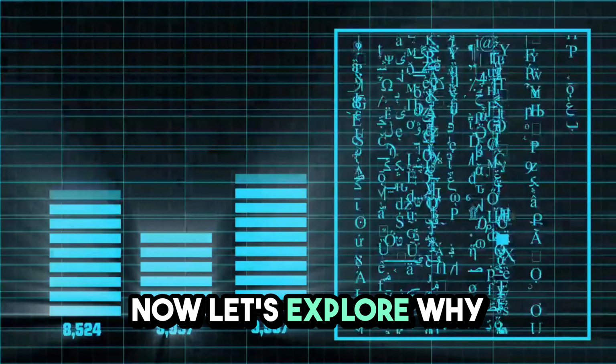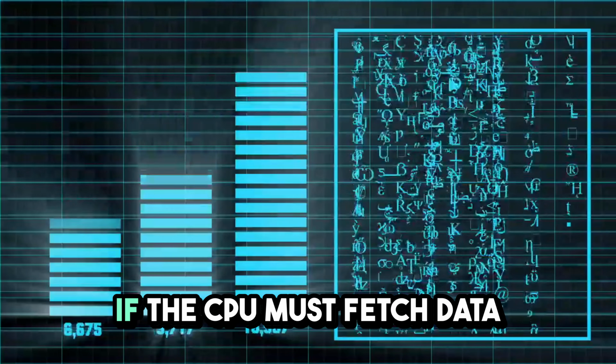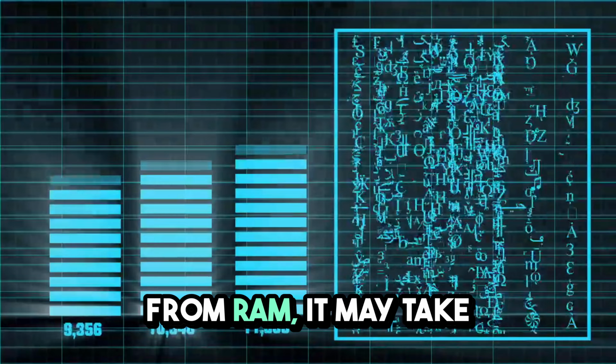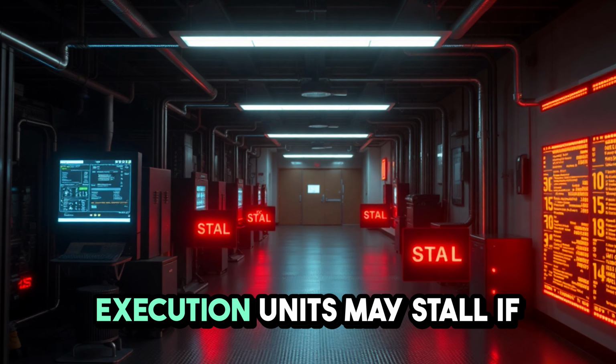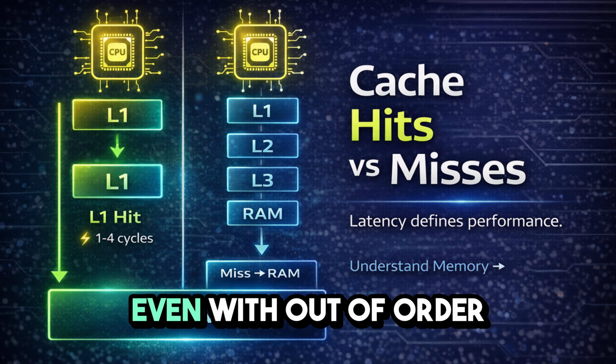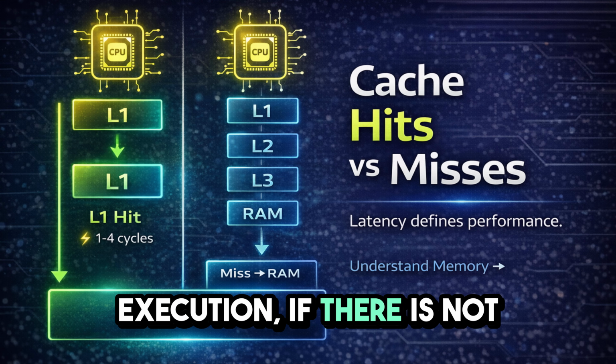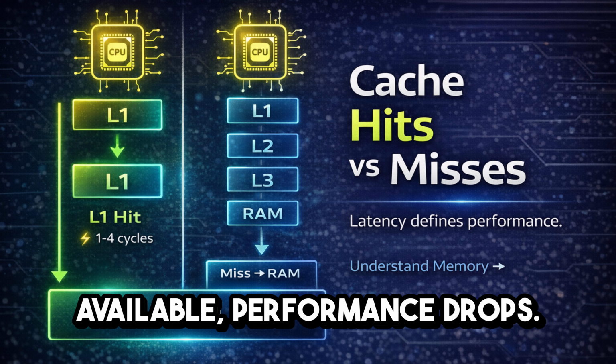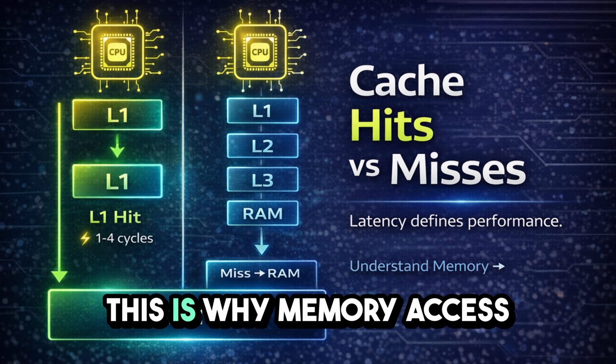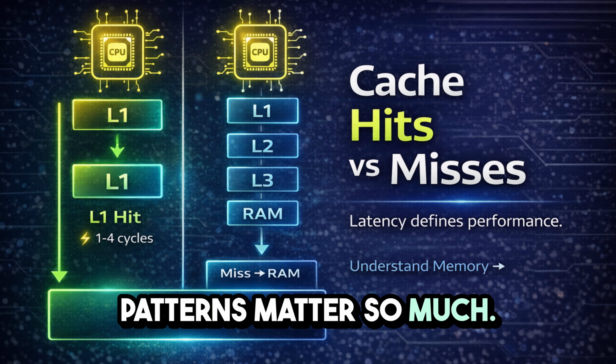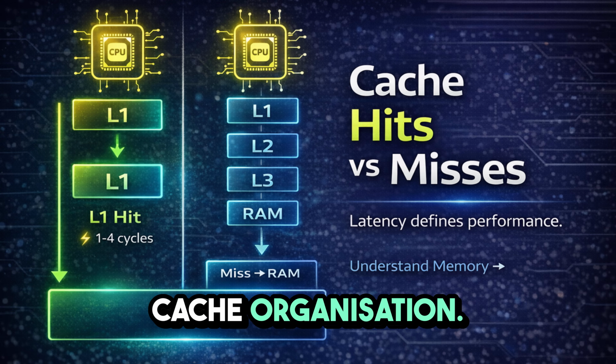Now, let's explore why misses are costly. If the CPU must fetch data from RAM, it may take hundreds of clock cycles. During that time, execution units may stall if they depend on that data. Even with out-of-order execution, if there is not enough independent work available, performance drops. This is why memory access patterns matter so much. Now let's talk about cache organization.